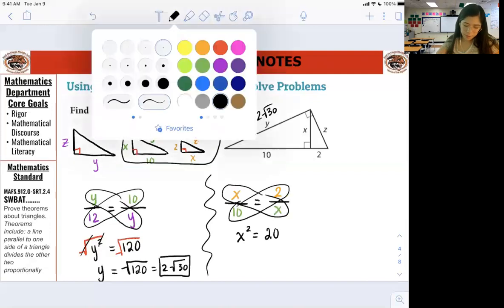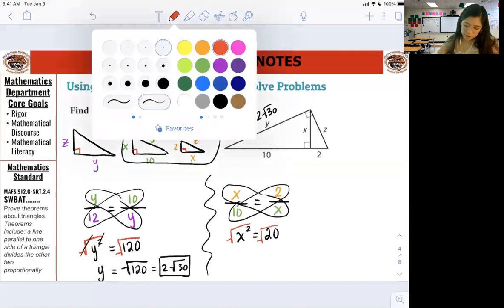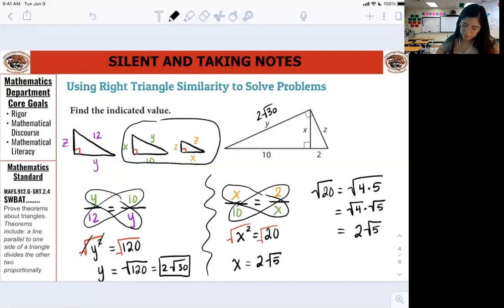All right. We take the square root of both sides. And now I got to get, okay, the square root of 20. Same idea, square root of 20. So how can I rewrite, what two factors can I use here? Good, Emily, 4 times 5. So it's the square root of 4 times the square root of 5. And we know that the square root of 4 is 2. So I end up with 2 root 5. And that is my x, 2 root 5.